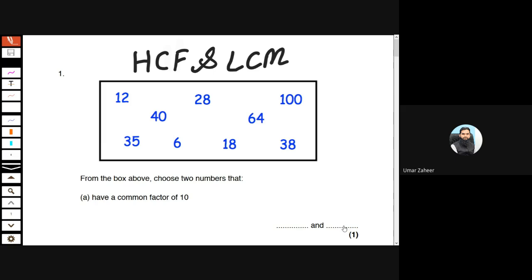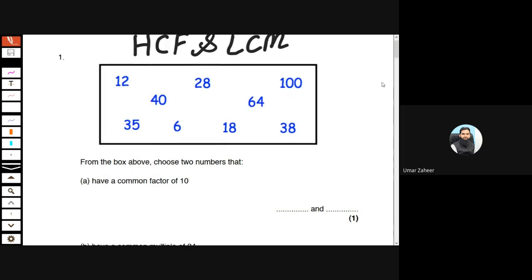Alright, so today we have a practice session about the HCF and LCM. Now we have the first question. From the box above, choose two numbers that have a common factor of 10. Which are the two numbers that have a common factor of 10? 40 and 100, because 4 multiplied by 10 is 40, and 10 times 10 is 100. So it is 40 and 100.